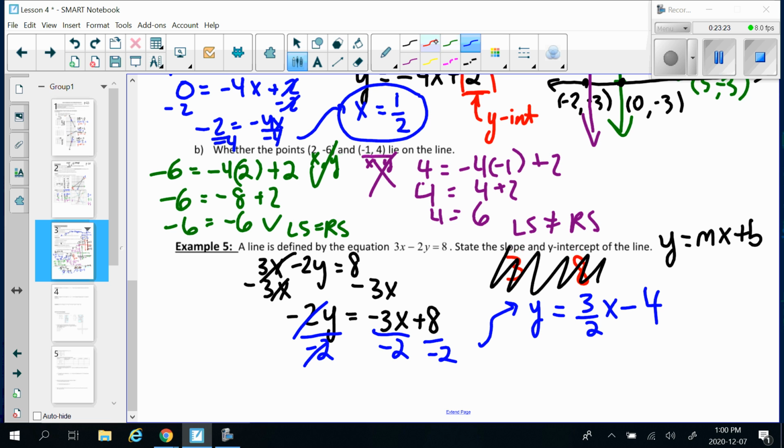So the actual answer for the slope is this one here. The slope is 3/2. And negative 4 is the y-intercept. So if we had gone with our original red answers, you can see that we'd be very, very wrong because we did not rearrange it first into y equals mx plus b format.